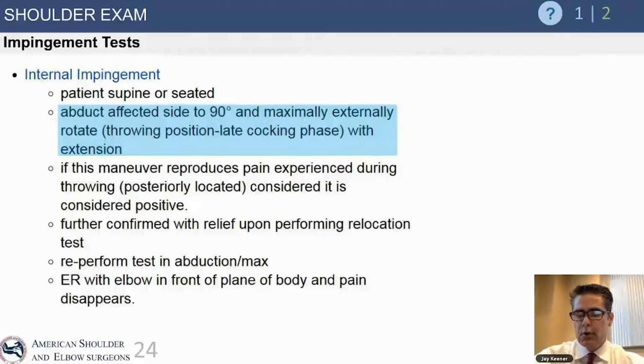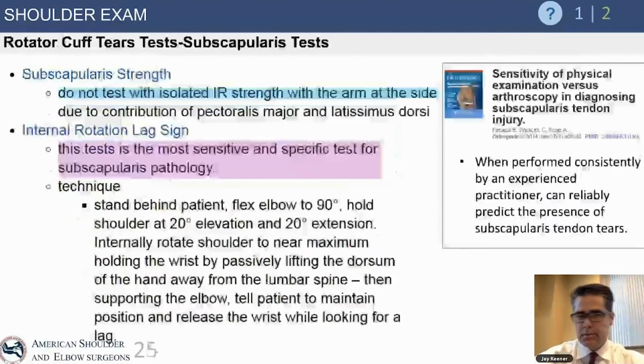The internal impingement test is positive when you bring them up to the arm cocked position and it reproduces pain not radiating down the cuff distribution but very sharp and located deep in the posterior shoulder. If you bring their arm in horizontal adduction from that point and it relieves the pain, and then you externally rotate them from that position and the pain stays reduced, that's considered a positive test.